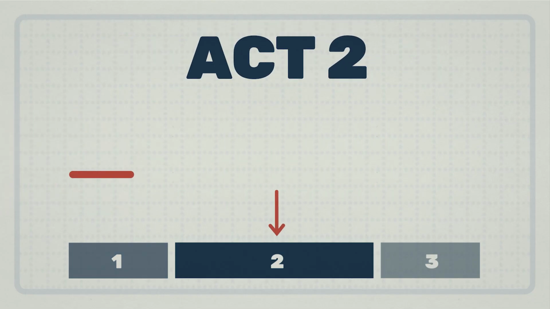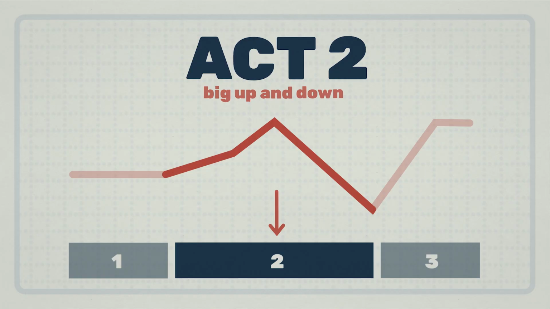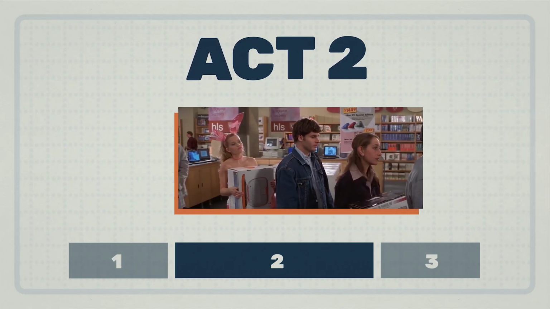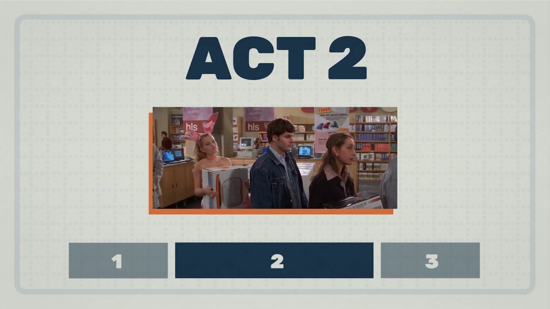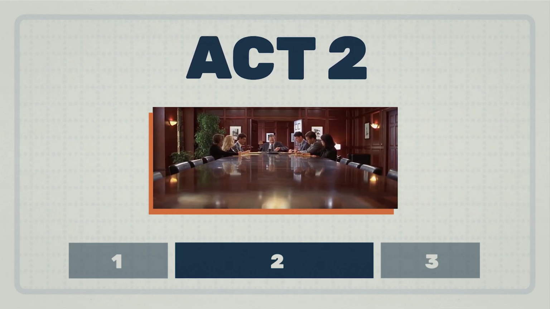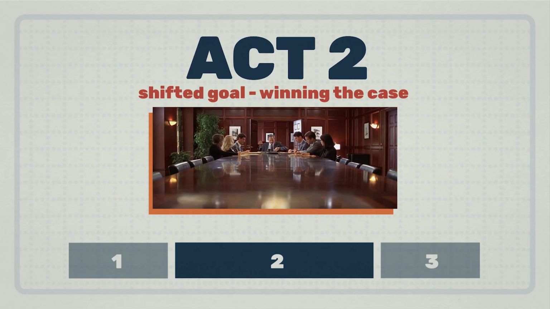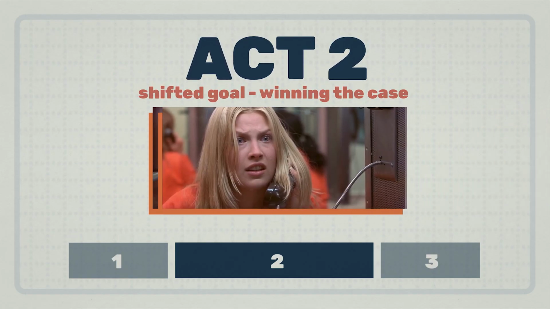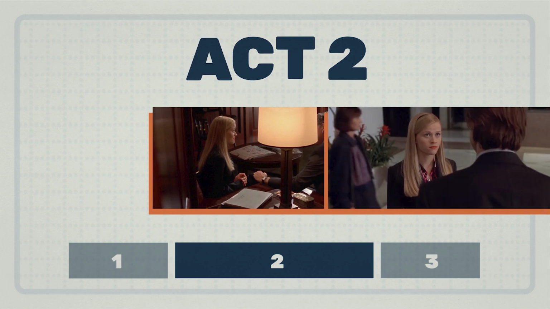Act 2 shows a bumpy path with a big up and a big down as the protag goes after their goal. Here, Elle struggles to fit in before buckling down and starting to excel in her classes. This climaxes in Elle earning an internship position for one of her professors, which shifts her goal to winning the case. But our big down starts as Elle refuses to give up Brooke's alibi, is hit on by her professor, and vows to go back home to LA.